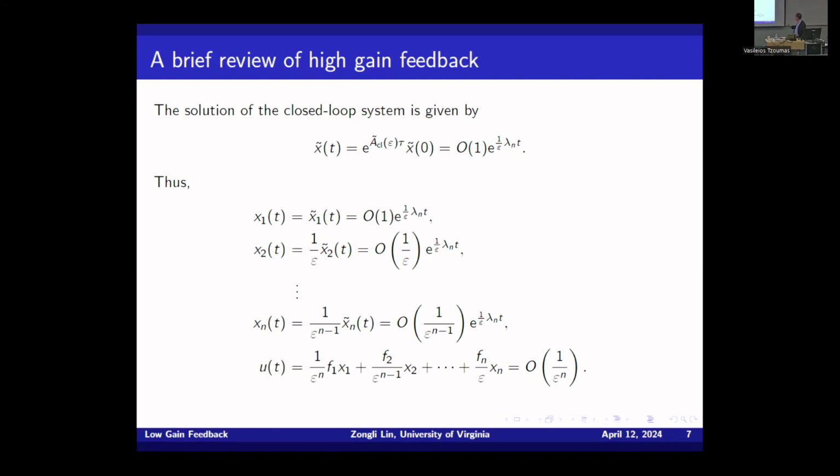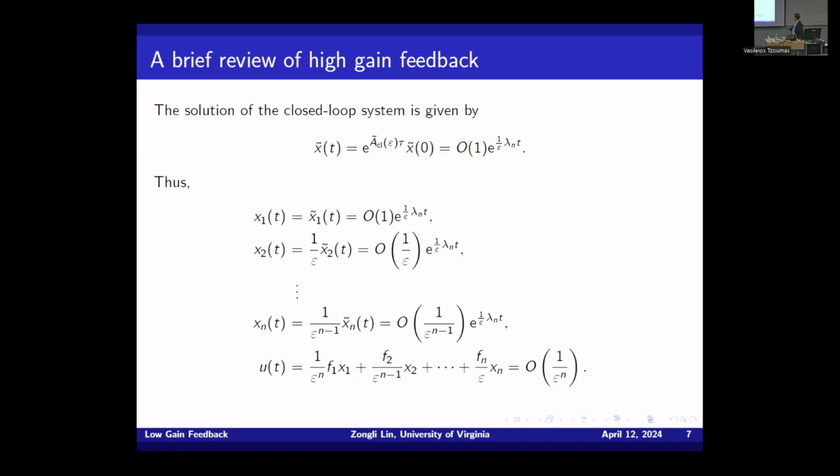So that means what? From here, we can see this new state. What do we see here? Remember, lambda has negative real parts, right? This state, as epsilon becomes small, all of these states will converge to 0 fast as epsilon becomes smaller, right? But the starting point, the initial condition, is still of order 1. So no matter how small epsilon becomes, this initial condition doesn't become big, right?